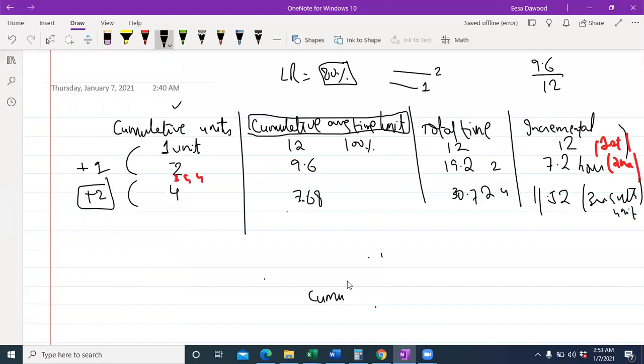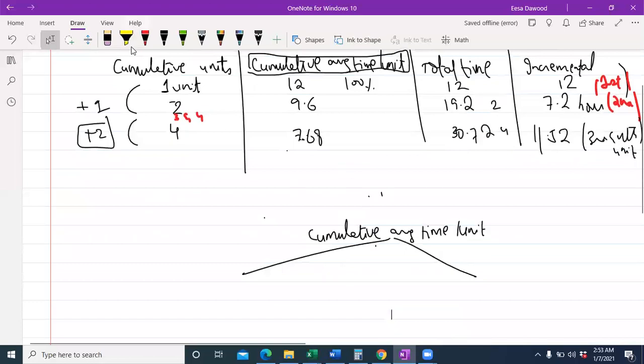There are two ways you can calculate the cumulative average time per unit. There are two approaches for that. One is the double approach. Just like we were doing, as the output doubles, you get the cumulative average time per unit by applying the learning rate to the previous average. Yeah, that's what we have been doing, to the previous average. This is the previous average.